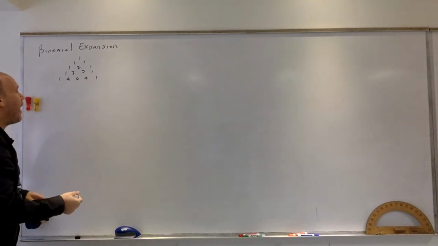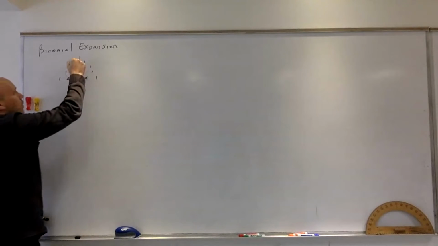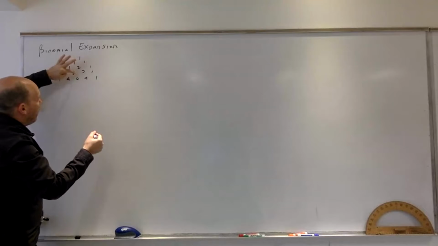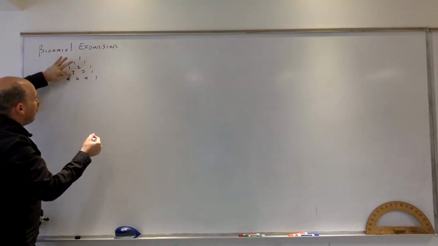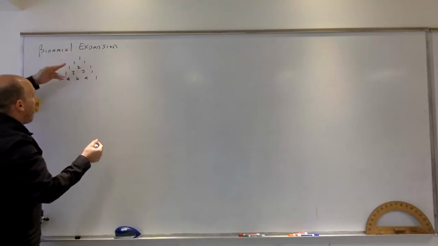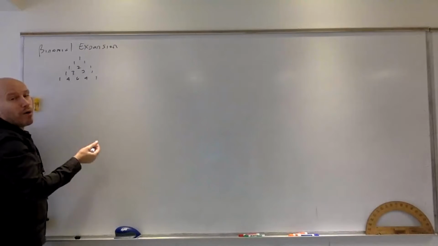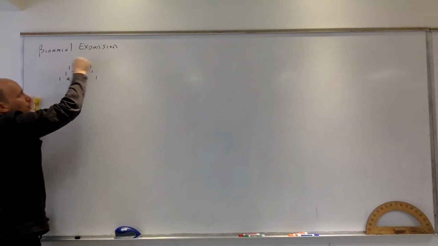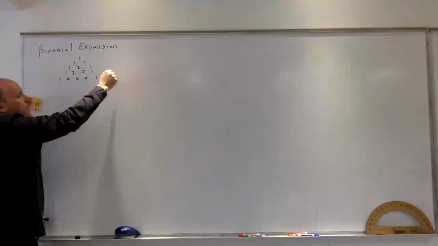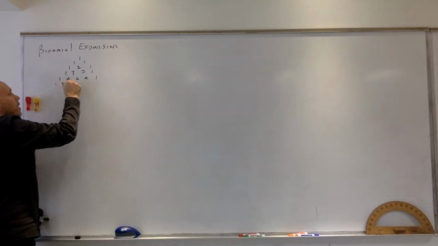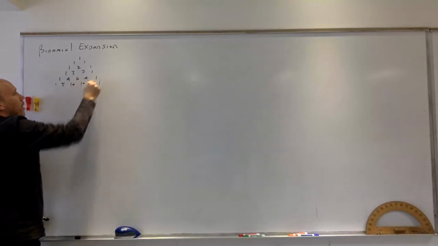You'll notice that an entry is the sum of the 2 above it. Also, if you add the rows across, they're all powers of 2: 1, 2, 4, 8, 16. I can do the next row: 1, 5, 10, 10, 5, 1.